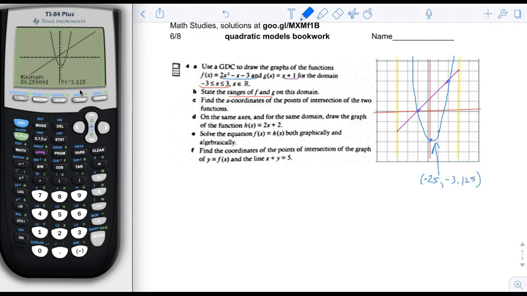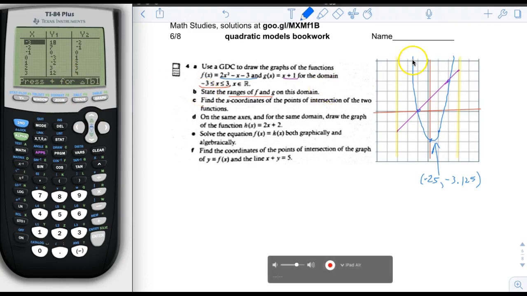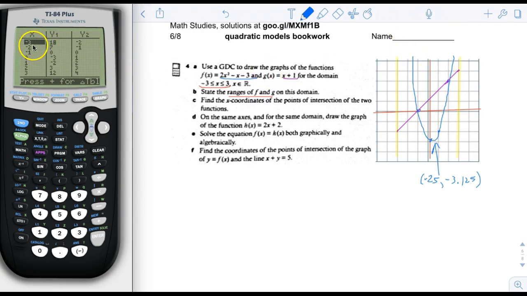Okay, and let's take a look at the table. And the leftmost value of the blue parabola, it goes off the edge of the screen, but according to the table, it's -3, 18. So I'm going to write that one down here. And the other side, the value would be 3, 12.